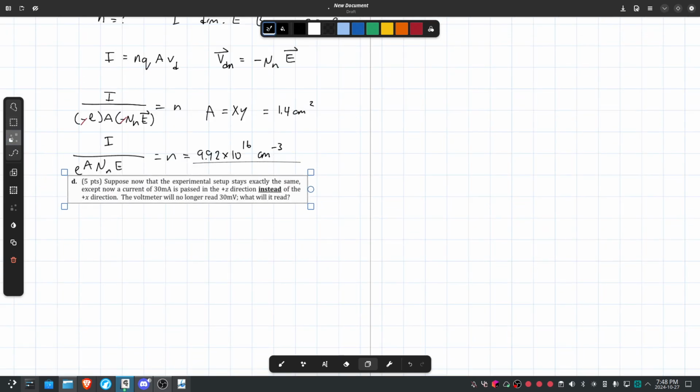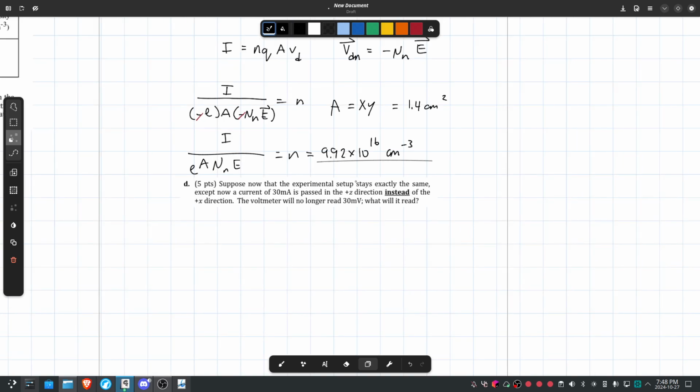Suppose that now the experimental setup stays exactly the same, except now a current of 30 milliamps is passed in the Z direction instead of the X direction. The voltmeter will no longer read 30 millivolts. What will it read?